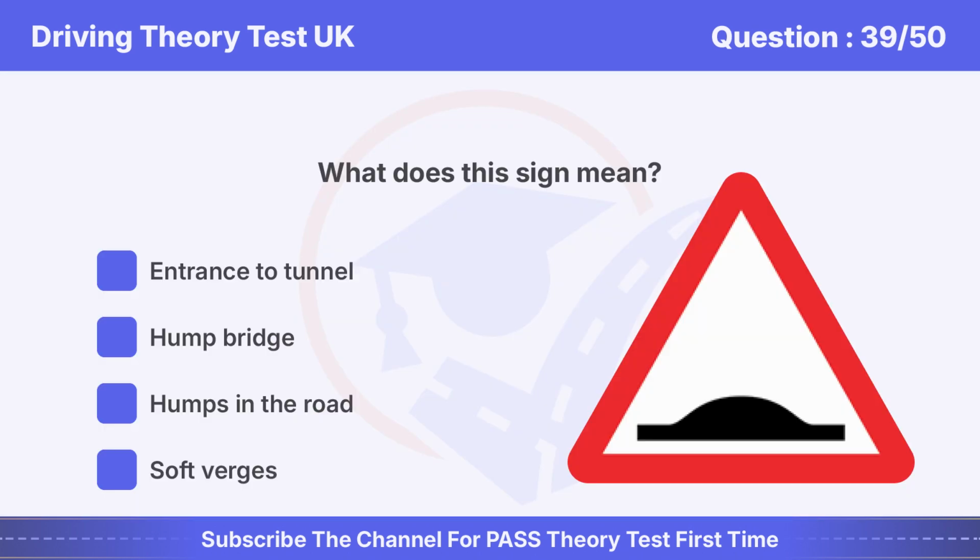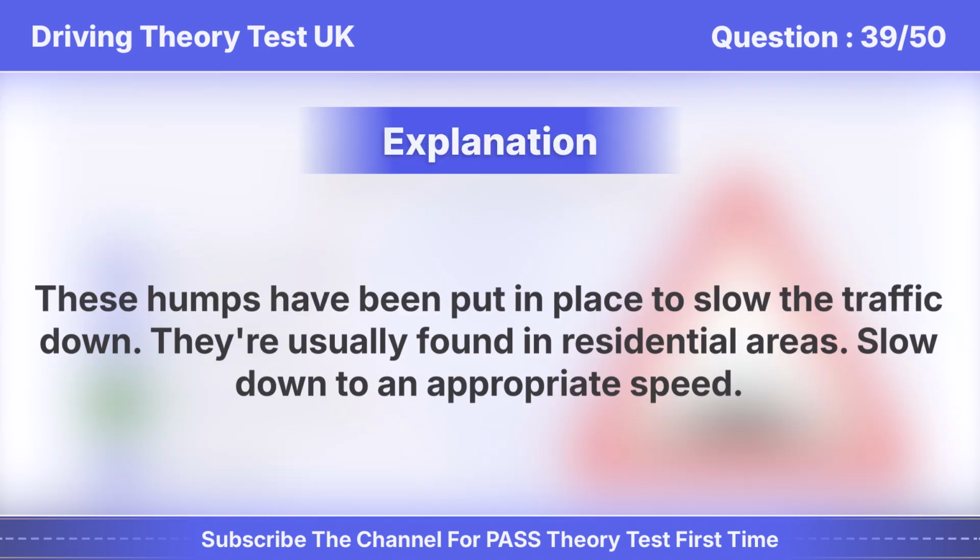Question 39. What does this sign mean? Answer is C. Humps in the road. These humps have been put in place to slow the traffic down. They're usually found in residential areas. Slow down to an appropriate speed.